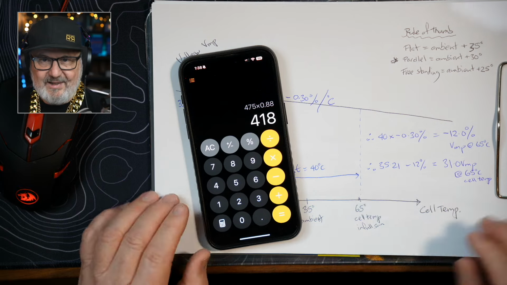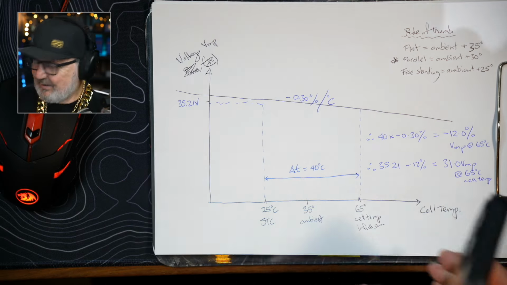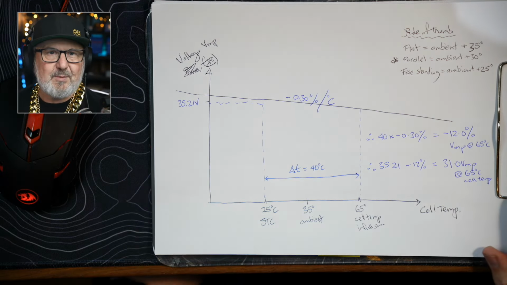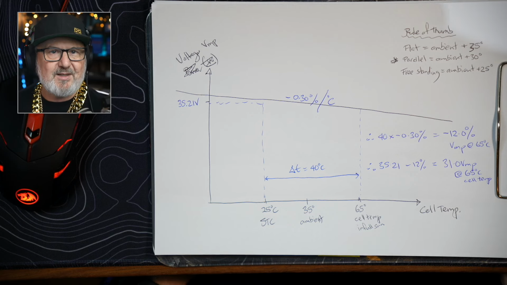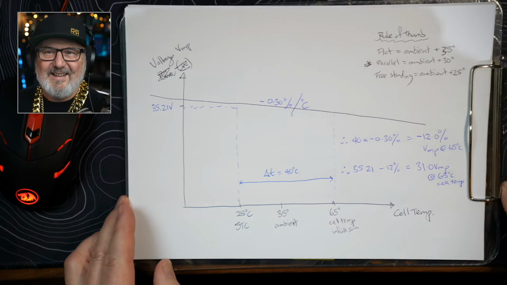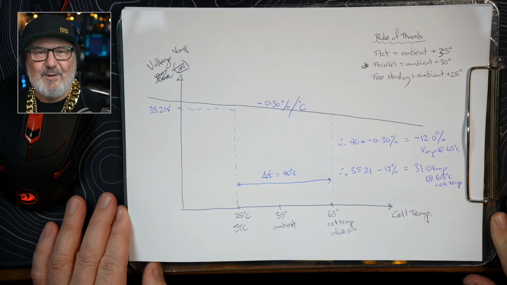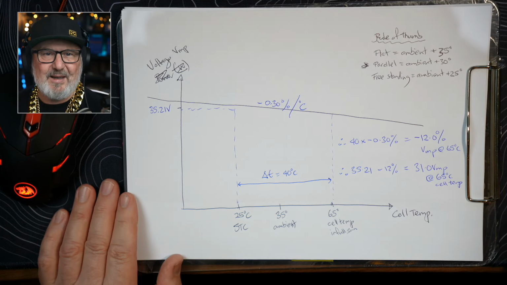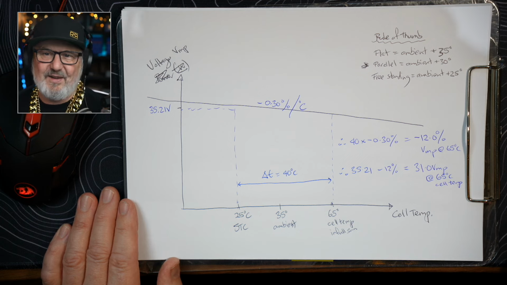This is something you could try and explain to a customer when they go, how come my 6.6 kilowatt system's not putting out 6.6 kilowatts? And you can bamboozle them with science, or you can just say panels lose power as they heat up. It's just the fact of physics.